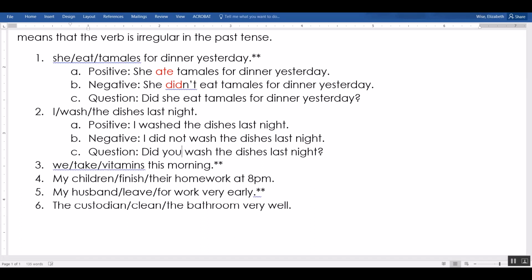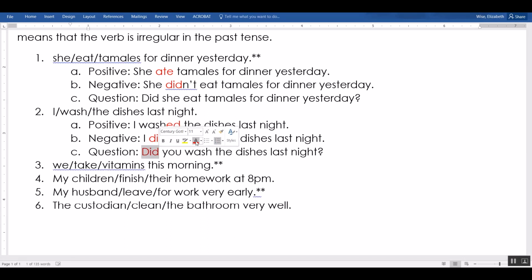So here's our past tense. I washed, with a T sound. It's regular. I did not wash. Here's our past tense, the did. So wash is just regular, there's no ed. And then here in our question: did you wash the dishes last night? Okay.